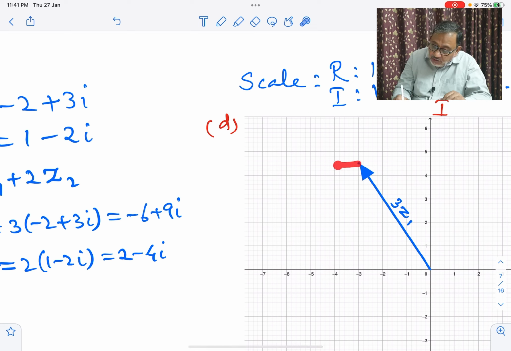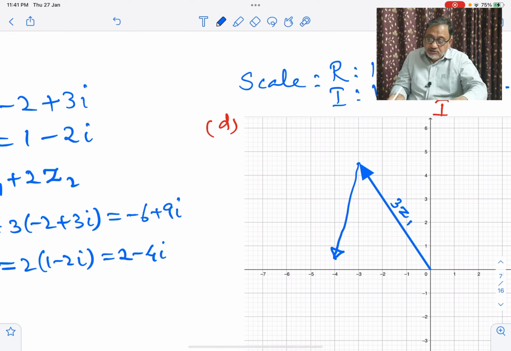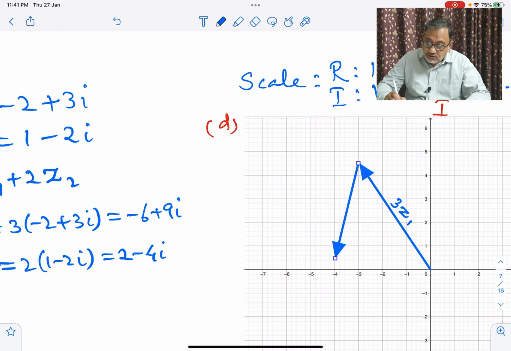So I'll go at 0.5 because from 4.5 we are coming down 4 units. Okay. So I'll be 1 unit here and 4.5 units down. So 0.5 units from real axis. Okay. So this is my final position. So let us mark it by the arrow. This is my 2z2. Okay.